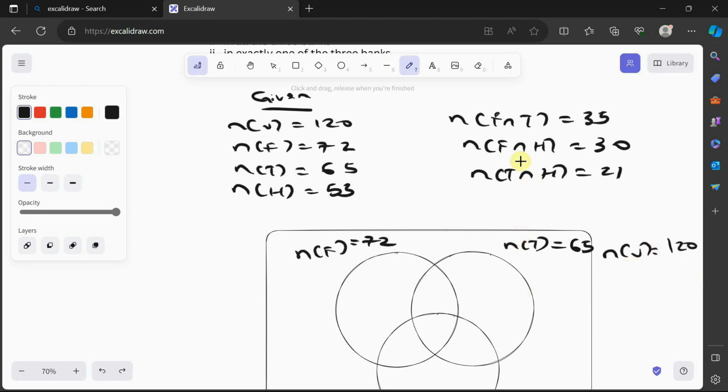So we're told that the number of First Bank and Trust Bank is 35, but this is not 35 only, so we need to take out the intersection. So if we want to find the intersection, maybe we can make the intersection to be X.